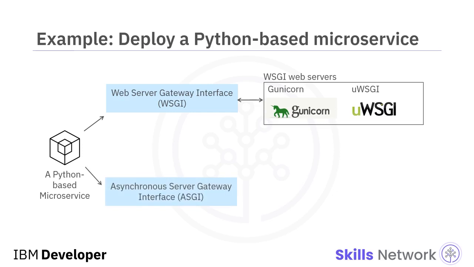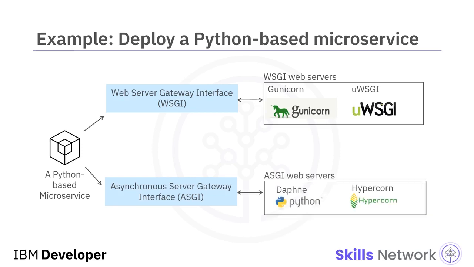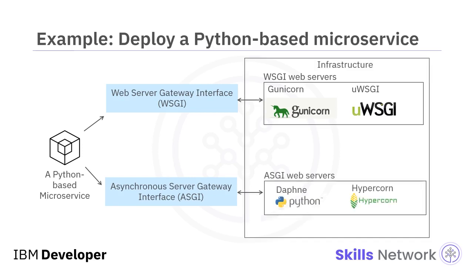An Asynchronous Server Gateway Interface, or ASGI, is another web server interface. The main difference from WSGI is that it supports asynchronous code so that your microservice can be called asynchronously. Some popular ASGI web servers are Daphne and Hypercorn. Now, either WSGI or ASGI web servers need to be running on a certain type of infrastructure. Depending on your service requirements or agreements, the infrastructure can be a laptop, a dedicated workstation, or a sophisticated cluster with hundreds of computing and data nodes.